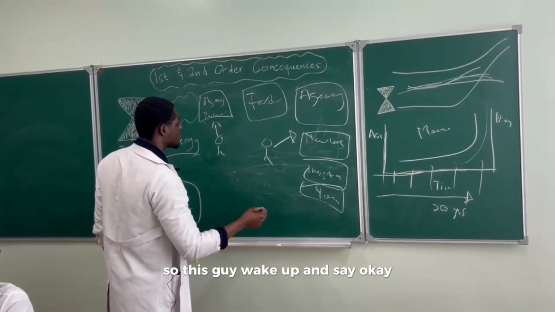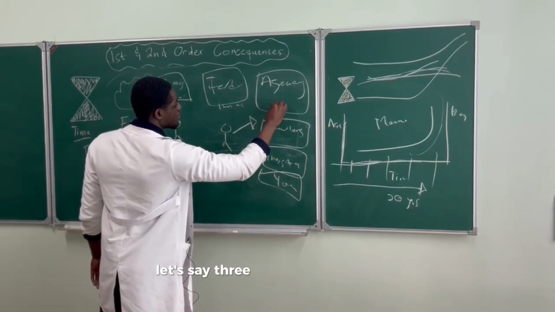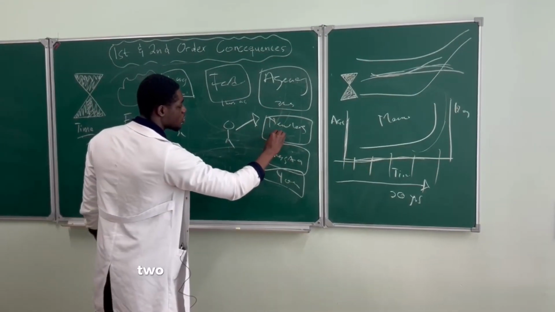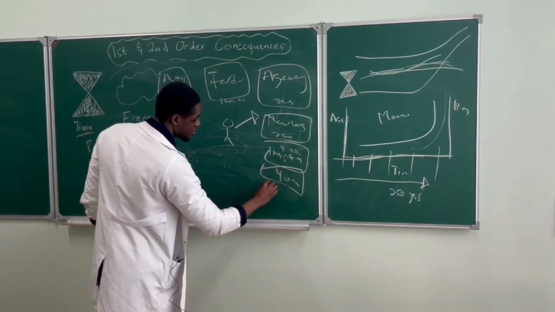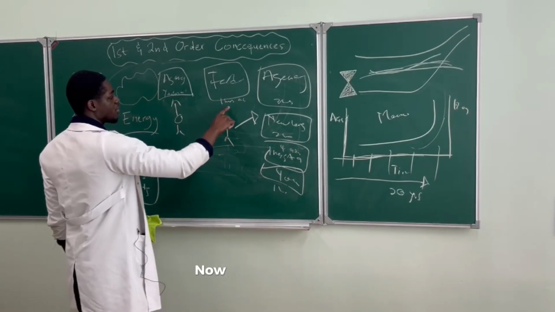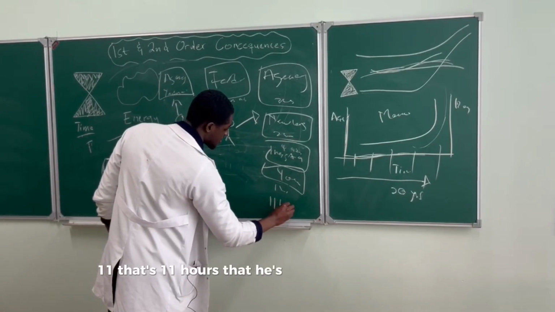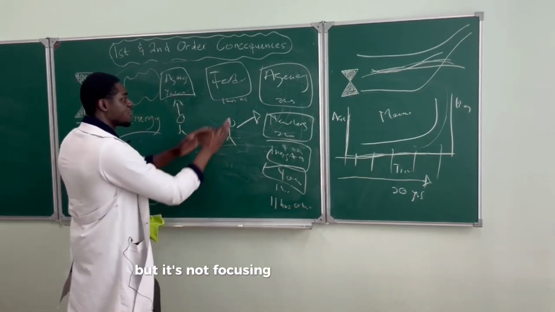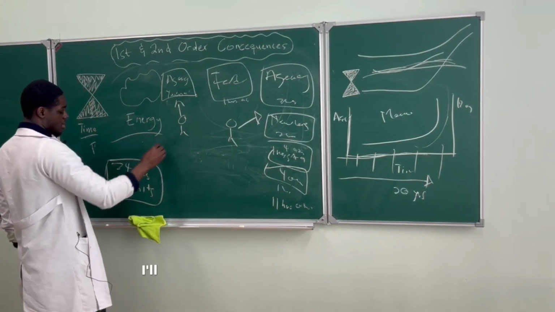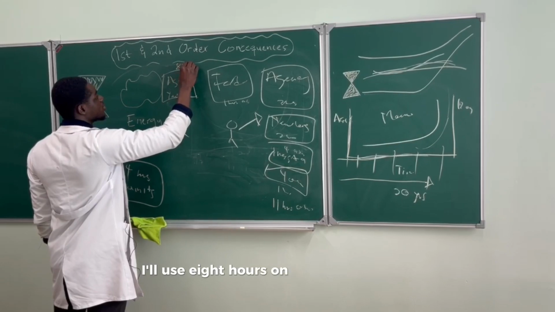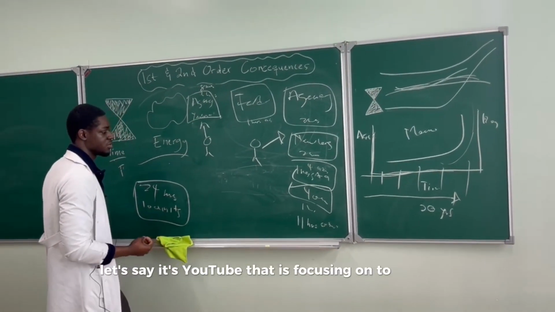So this guy will wake up and say, okay, I'll give 1 hour to Facebook ads, and I'll give, let's say, 3 hours to my business, and I'll give 2 hours to learning a new language, 4 hours to Instagram Reels, then let's say 1 hour to YouTube, right? Now when you add this, let me see, 5, 7, 10, 11. That's 11 hours that he's spending on his business, right? But it's not focusing on the main business. It's just displacing all the energy he has at different places, right? So this guy was always saying, okay, I'll use 8 hours on my business, right? And 3 hours on, let's say, his YouTube that is focusing on generating leads, right?